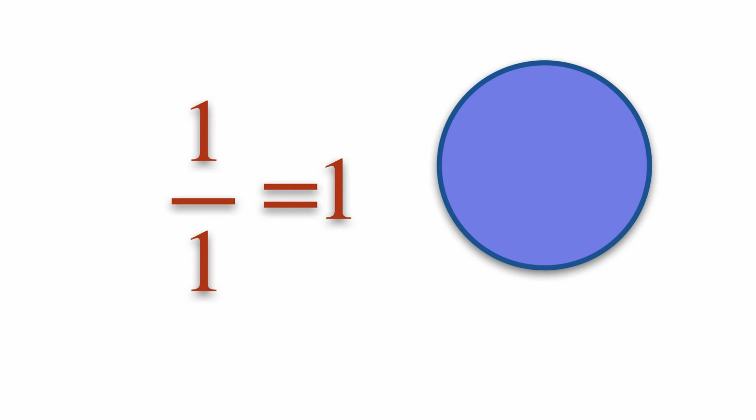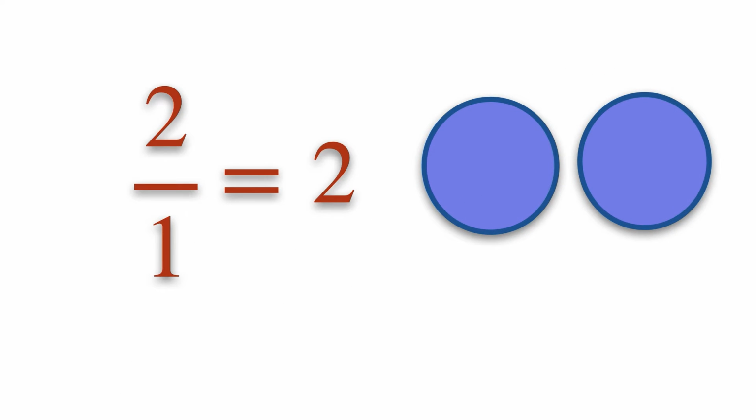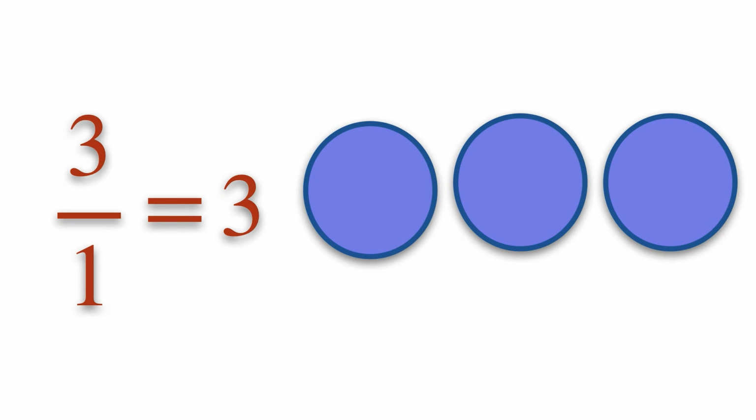Therefore, any number over itself is always going to be 1. If, however, 2/1 is given, it would be equal to 2 because there are 2 whole circles. Each whole circle is 1 part. Similarly, 3/1 is equal to 3. Hence, any whole number over 1 is equivalent to the number itself.